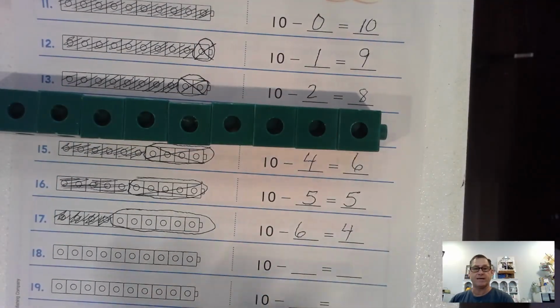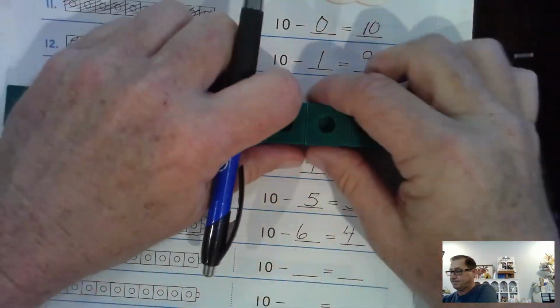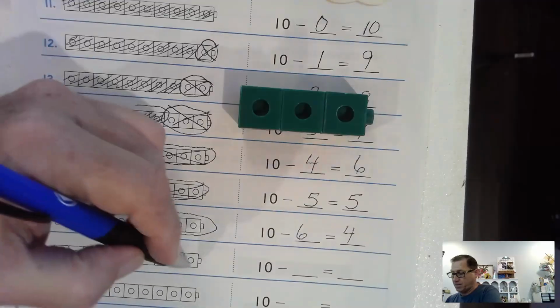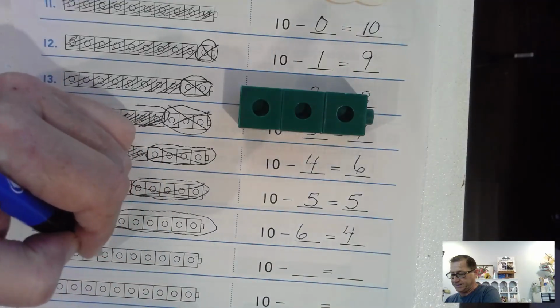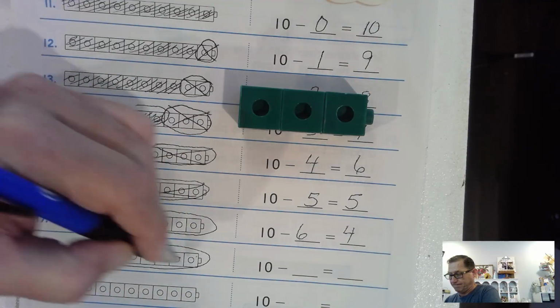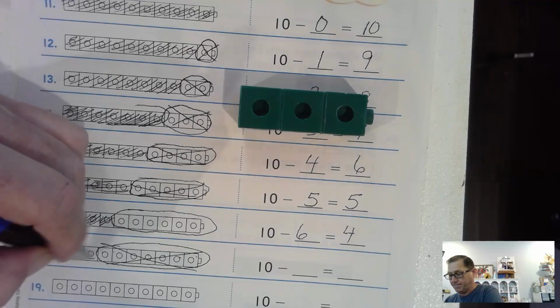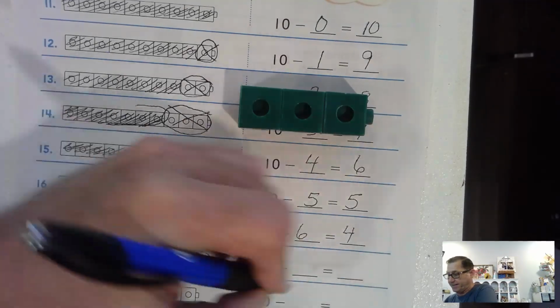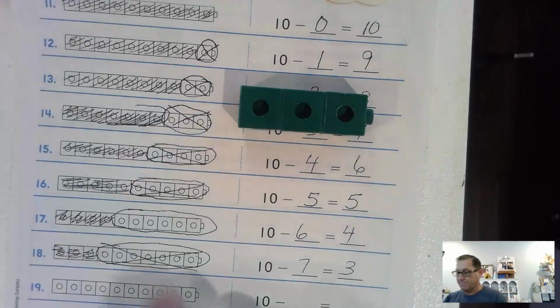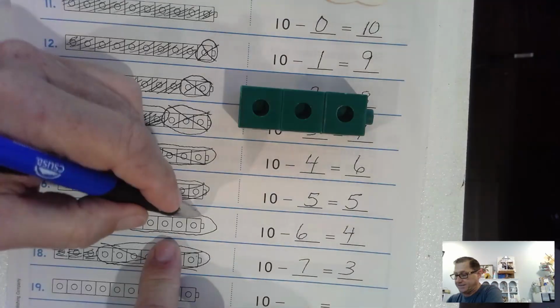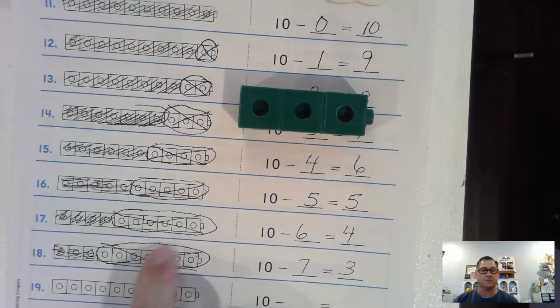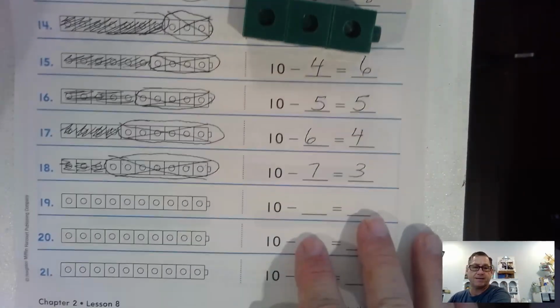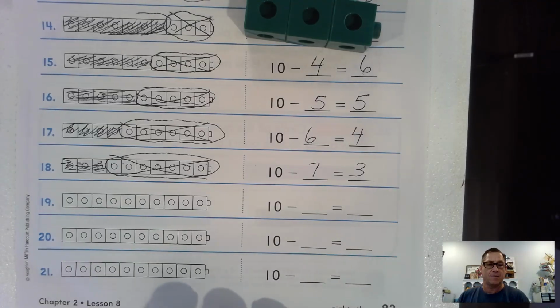10, and this time we're going to take away 7. 1, 2, 3, 4, 5, 6, 7. Leaves us 3. You notice I forgot to cross this out in the previous question. Okay, so make sure we're still crossing them out, okay, not just circling them. All right.